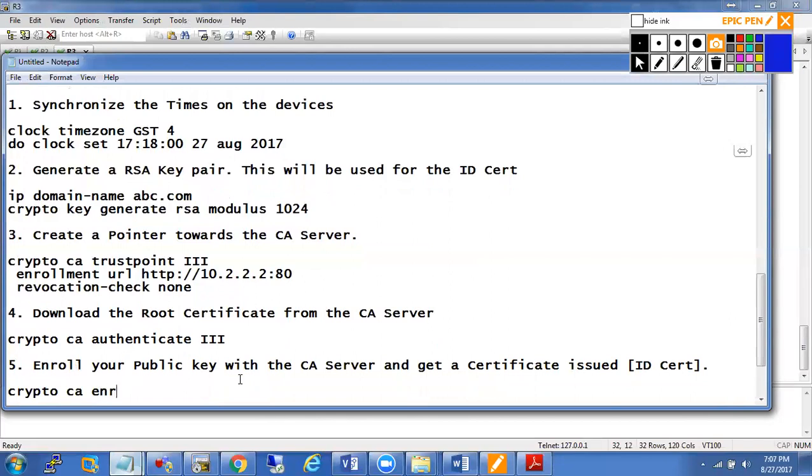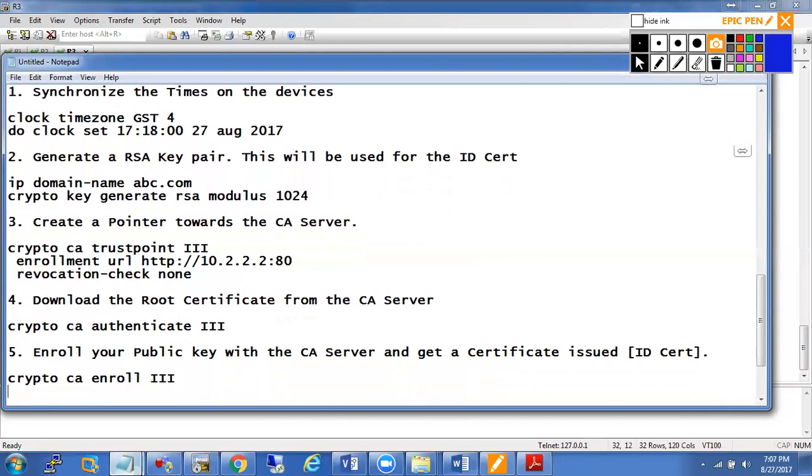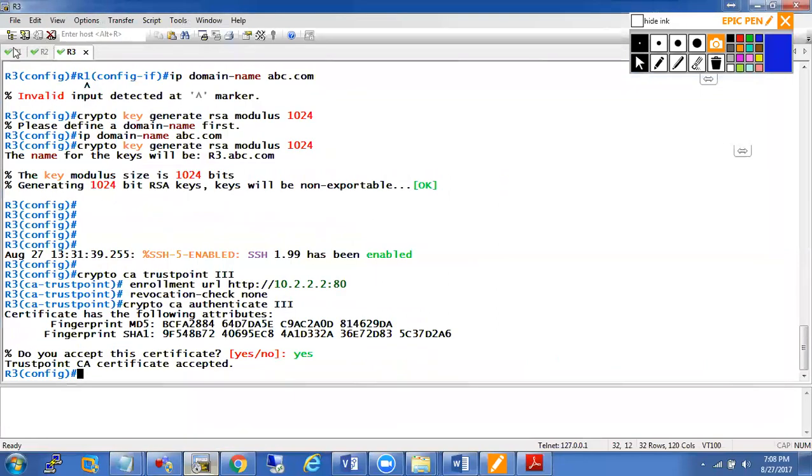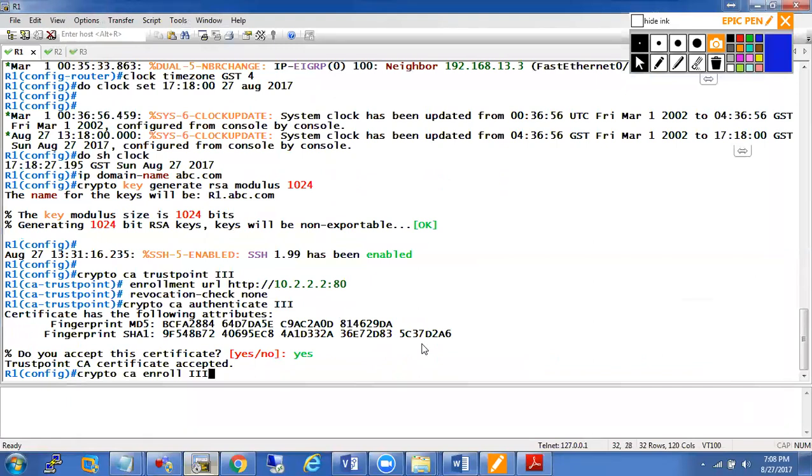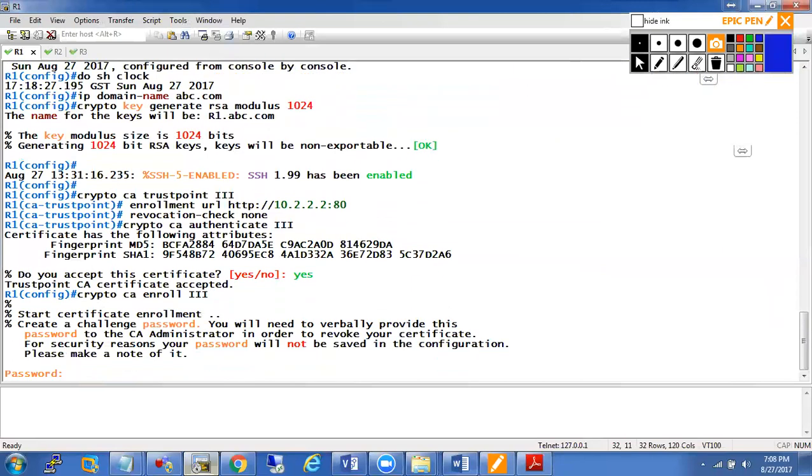I'm sending my public key over here to whom? III. III is just a pointer to 10.2.2.2:80. Copy it. Let's do it on R1 first. When you do that, it'll ask you to give a password. You want to write this password somewhere so that just in case you want to revoke your certificate, remember I told you that the company might go out of business and they want to revoke your certificate, the CS server will ask you for that password. So I'll say Cisco 123.